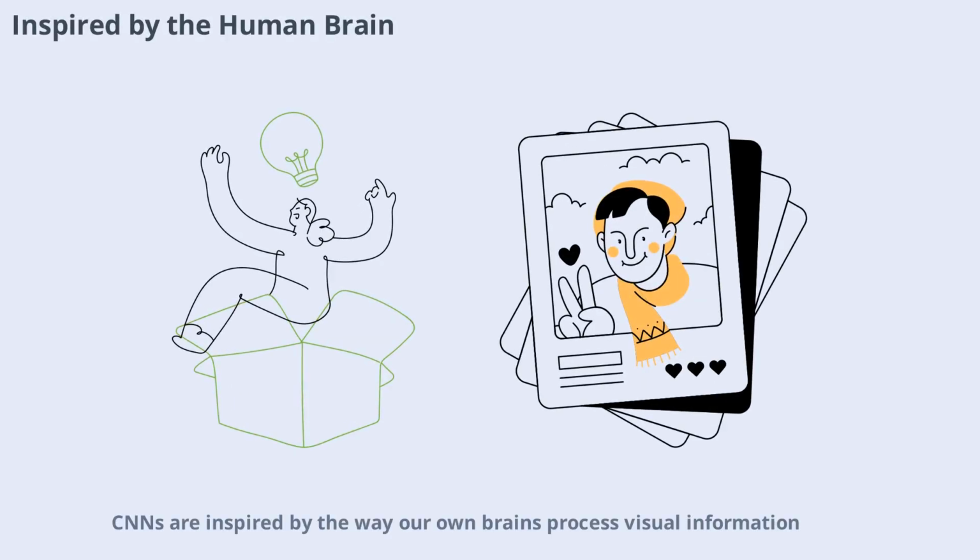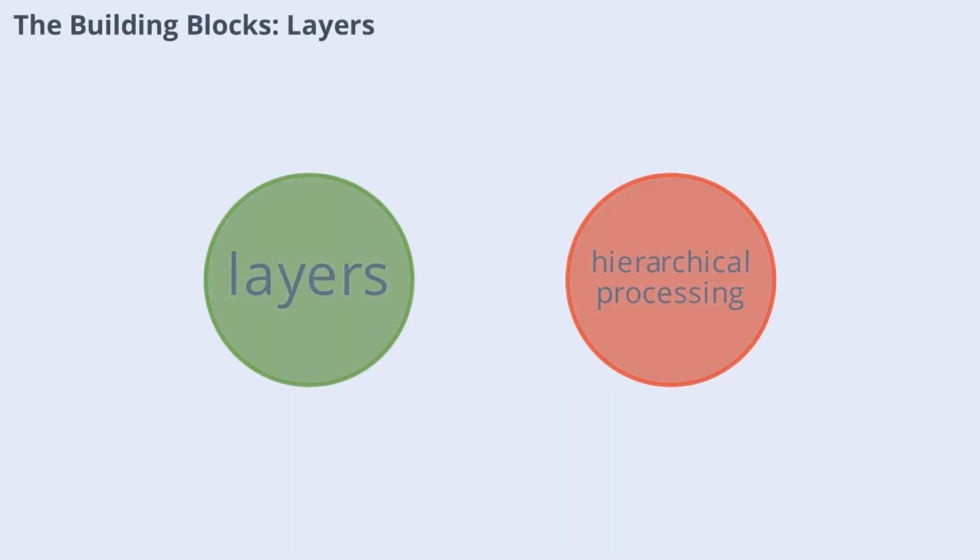CNNs are inspired by the way our own brains process visual information. In the human visual cortex, different neurons respond to specific visual stimuli, such as lines or colors. Similarly, CNNs use layers of artificial neurons that specialize in detecting different features in an image. This biological inspiration allows CNNs to break down complex images into simpler components, making it easier for computers to understand what they're seeing.